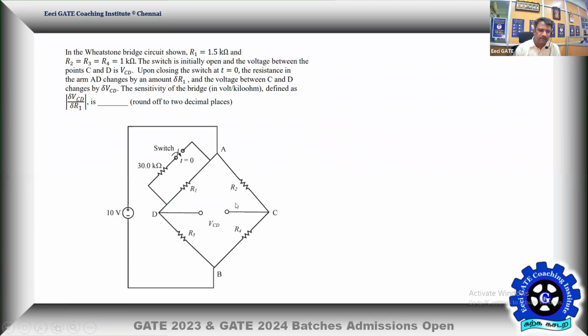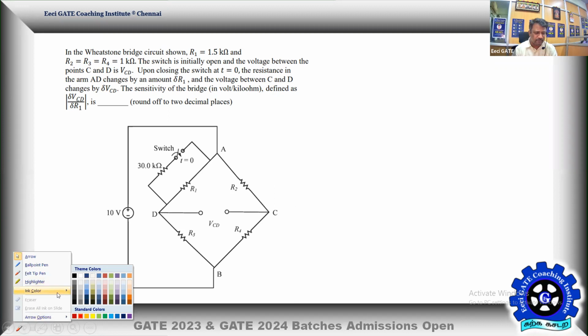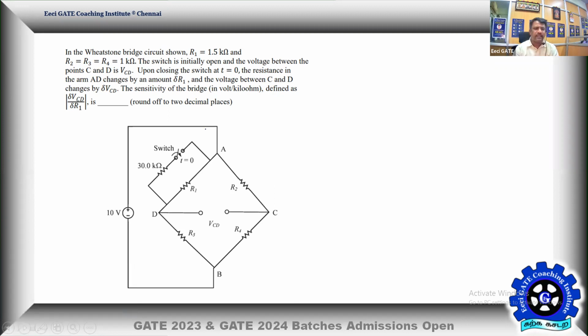We have a simple Wheatstone bridge consisting of three 1 kilo ohm resistors and one 1.5 kilo ohm resistor. What is given is R2 is 1 kilo ohm, R3 is 1 kilo ohm, R4 is 1 kilo ohm, and R1 alone is 1.5 kilo ohm. So 1K, 1K, 1K given. Then a 30 kilo ohm resistance is given.